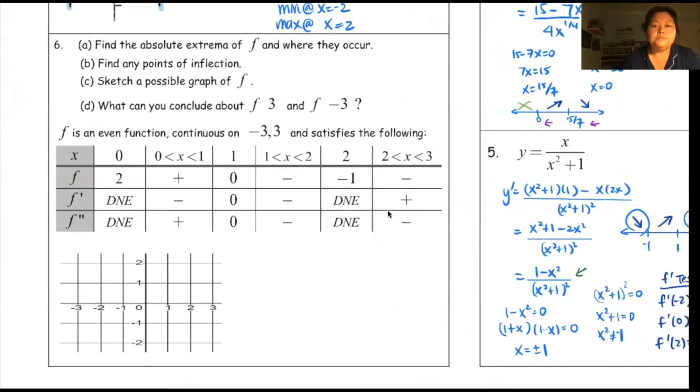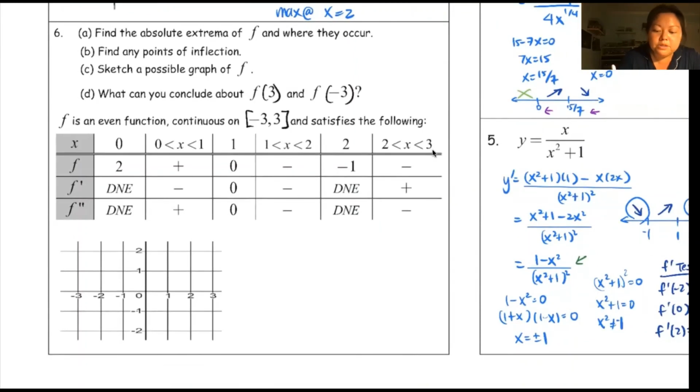All right. So we're actually going to do this backwards. We're going to do part C first. Sketch a possible graph of f, okay?